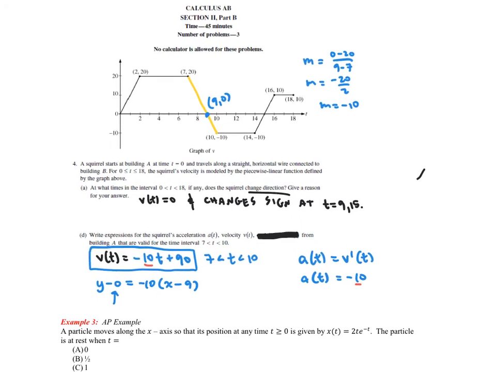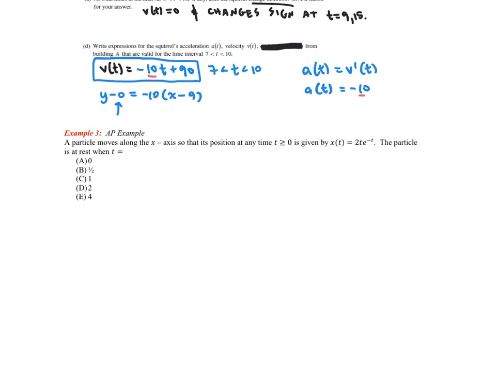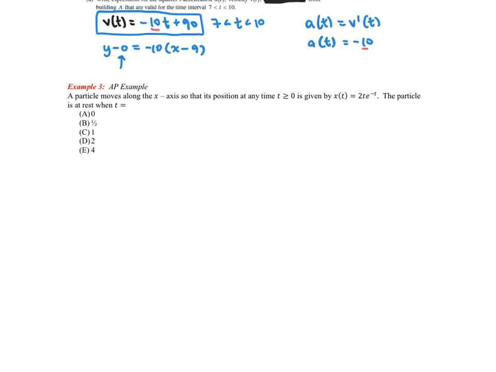Okay, let's continue with example 3. This is an AP example as well. It's a no calculator example. So I have x of t, which is a position function, equal to 2t e to the negative t. It says the particle is at rest when t equals what? Well, the particle is at rest when x prime of t equals 0. So let's find x prime of t.